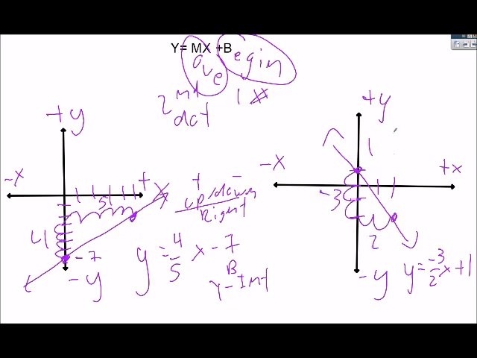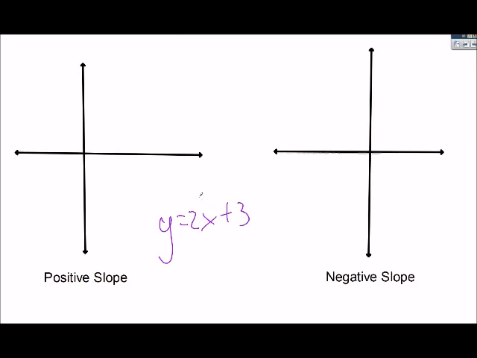down 3, over 2. Well, Mr. Gardner, you said with a fraction, there is no fraction here. If there's no fraction, we have to put a 1 under it. So I'm going to begin by labeling my axis.